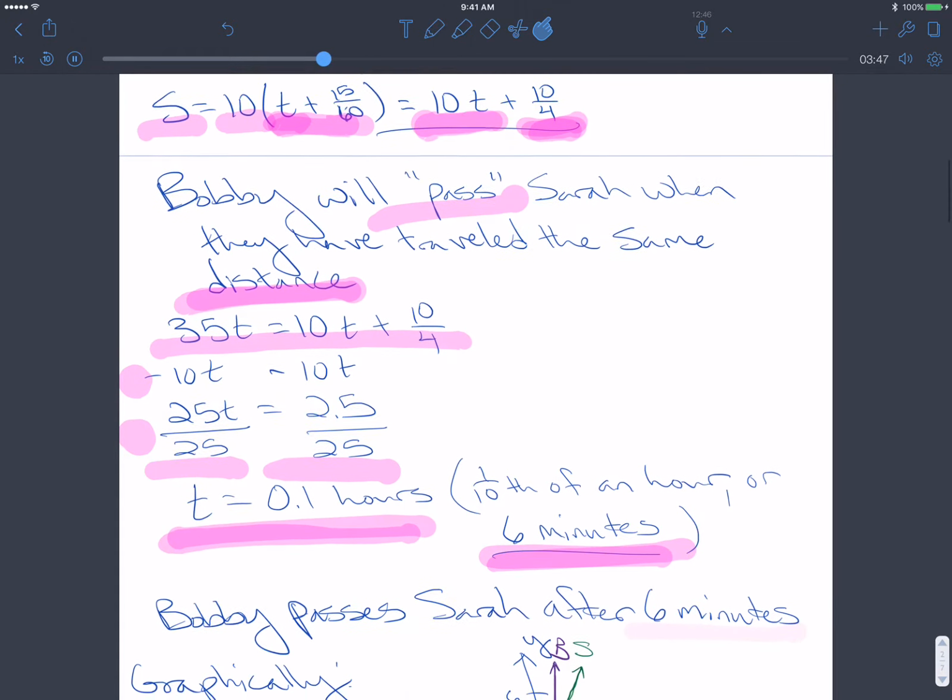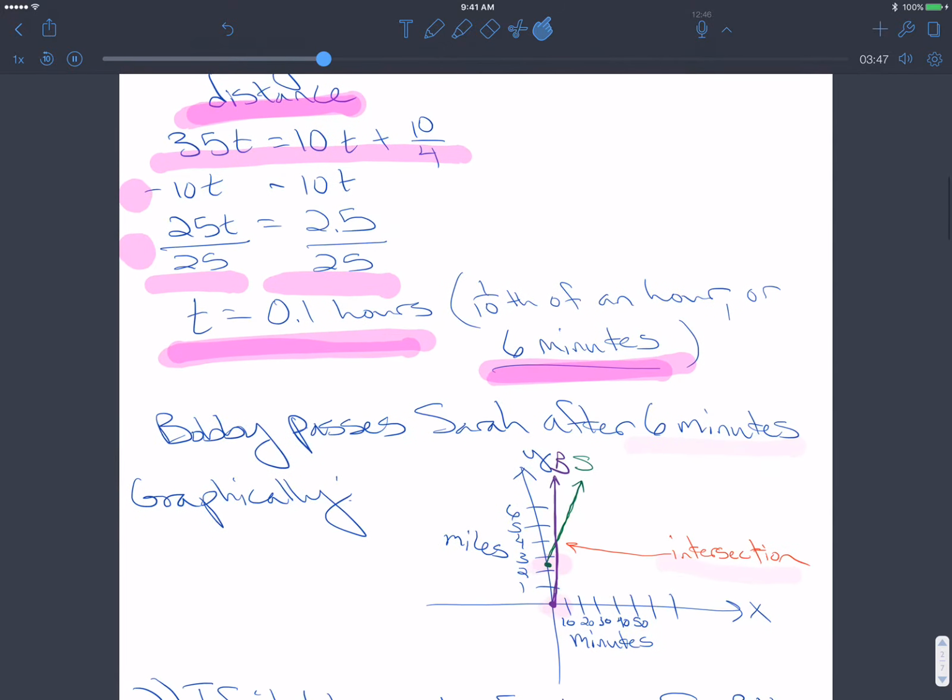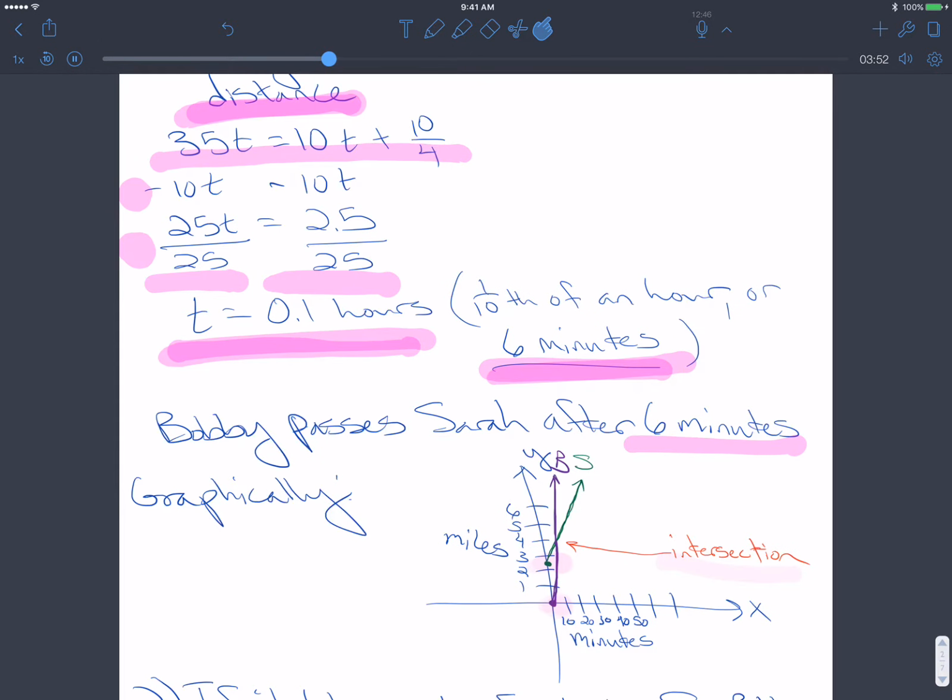If we take a moment to think about this graphically, right, so Bobby passes Sarah after 6 minutes. Both of them started, but she had initially already traveled some, so that's why Sarah's curve, which is the green line, has an intersection point that's not at 0, whereas Bobby started at 0. He's moving faster, so his slope is steeper, right? But he started at 0 and she started at 2.5 miles. So they cross 6 minutes in. And that intersection is going to be given at 6 minutes.